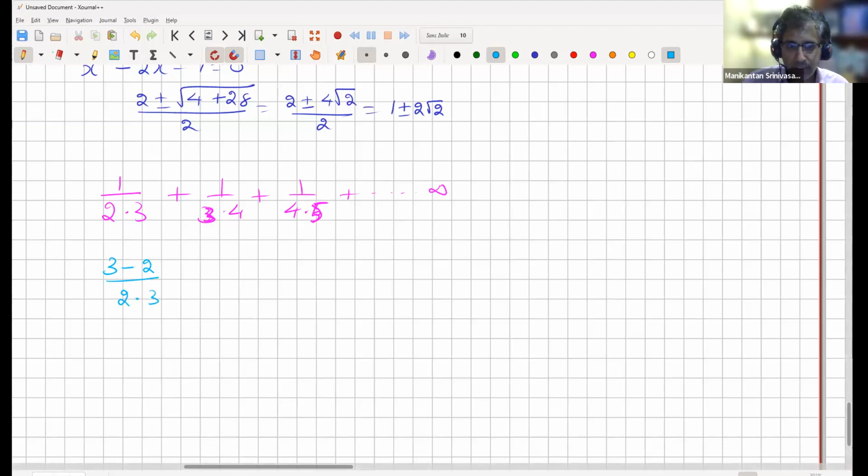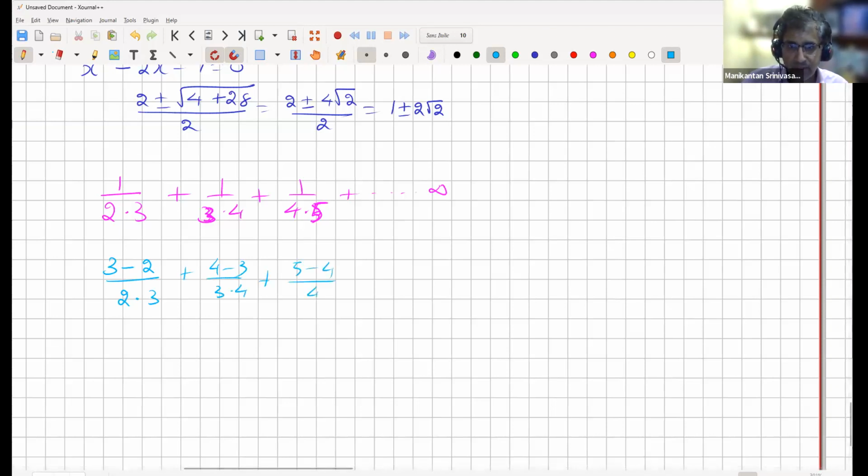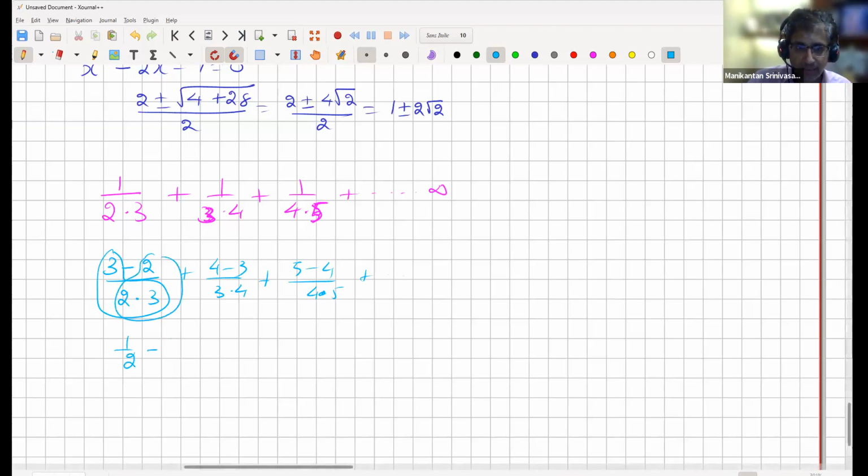I'm just saying 2 times 3 plus 4 minus 3 by 3 times 4 plus 5 minus 4 by 4 times 5 and so on, right? And now 3 by 2 times 3 is 1 by 2. And the minus 2 by 2 times 3 is 1 by 3. Similarly, the next term here is 1 by 3. And this next term is 1 by 4.